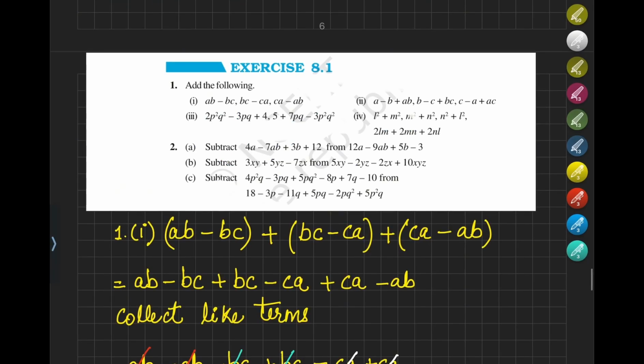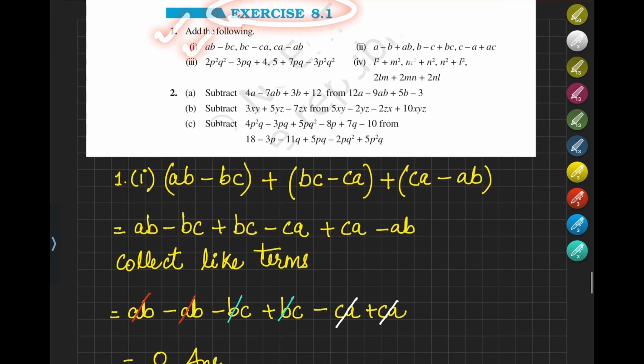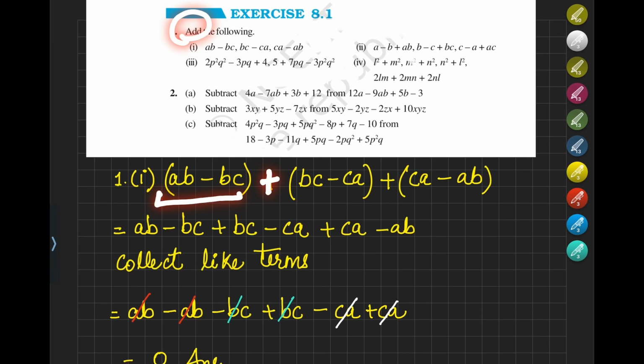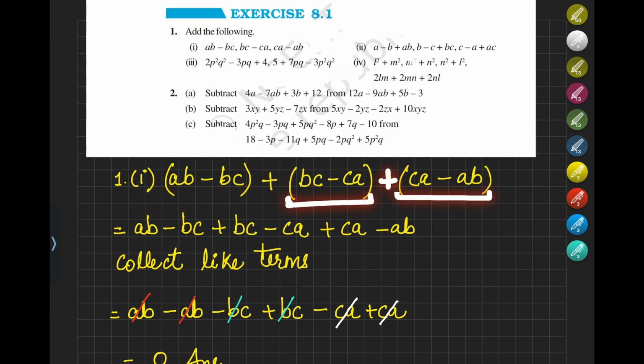Now let us start with the exercise questions. Exercise 8.1, question number 1, first part. It says add the following, and this is expression 1, this is expression 2 and expression 3. So we write the first expression with a plus sign because the question says to add. Then we write the second expression with a plus sign, and then the third. And then we open the bracket.